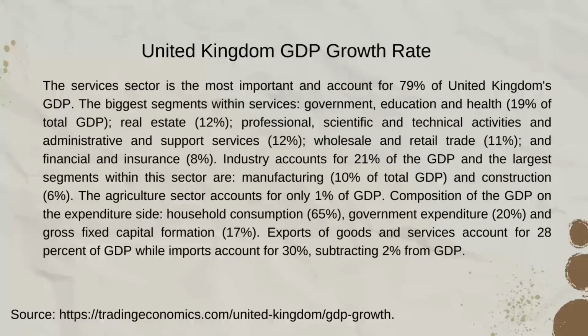Composition of the GDP on the expenditure side: household consumption, 65%, government expenditures, 20%, and gross fixed capital formation, 17%. Exports of goods and services account for 28% of GDP, while imports account for 30%, subtracting 2% from GDP.